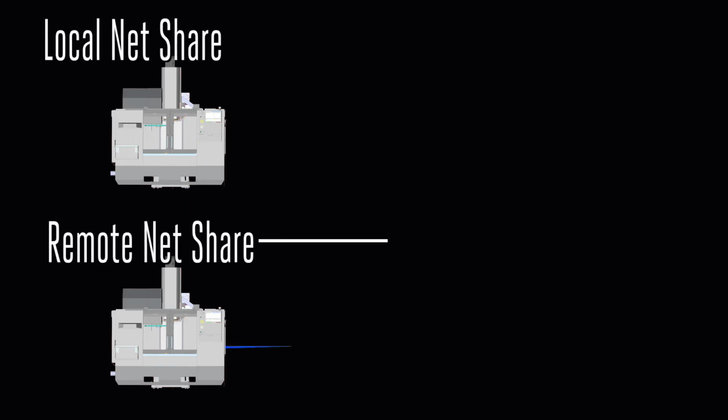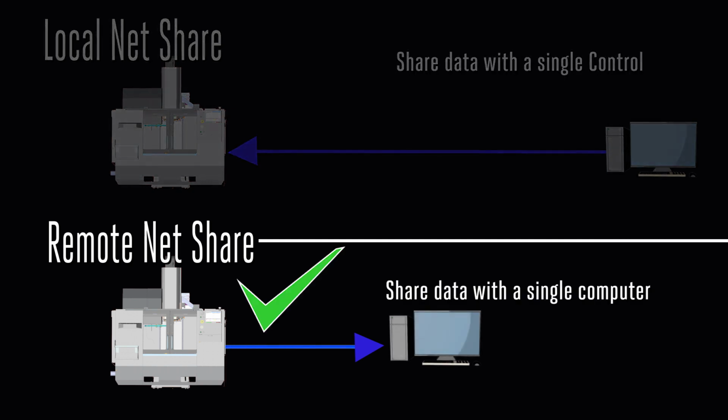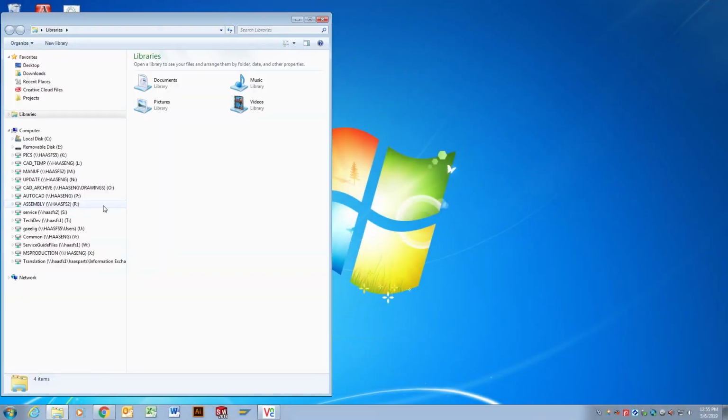This video shows you how to set up remote net share on a Haas machine. The remote net share feature is used to share data between your Haas control and a single computer. On the computer, launch the File Explorer.